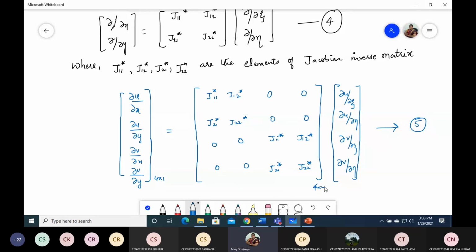This is a 4 by 4 matrix. This is a 4 by 1 matrix. Ultimately, what we'll get is a direct relation of the displacements in the global Cartesian system with the displacements in the natural coordinate system.